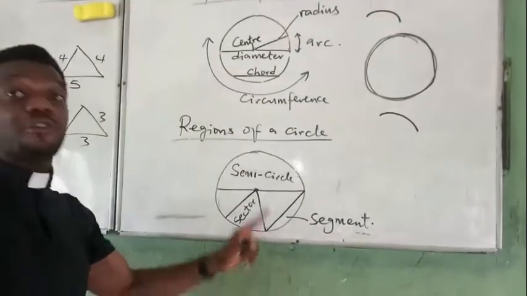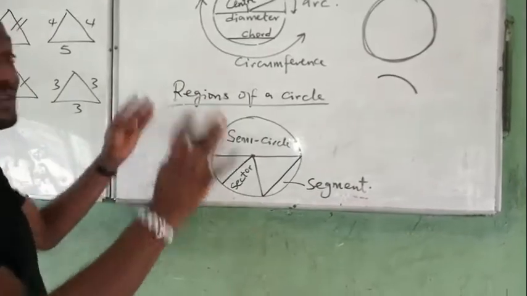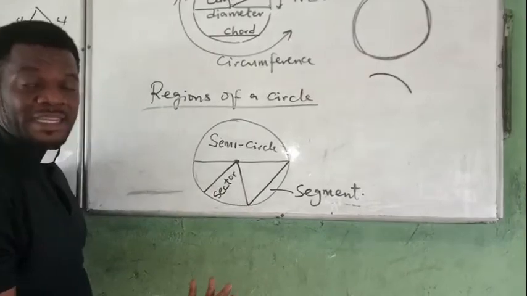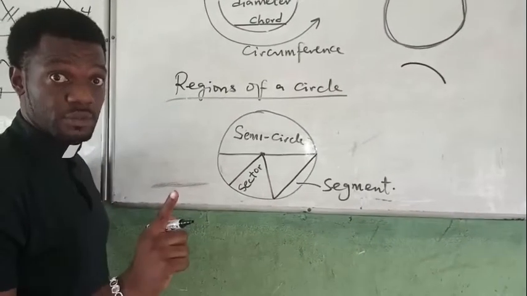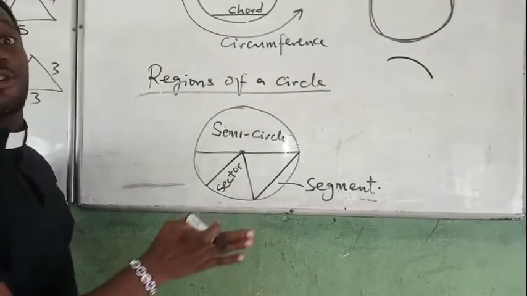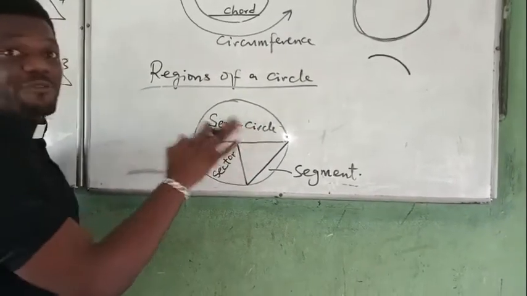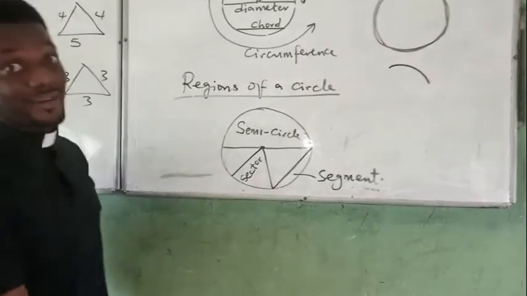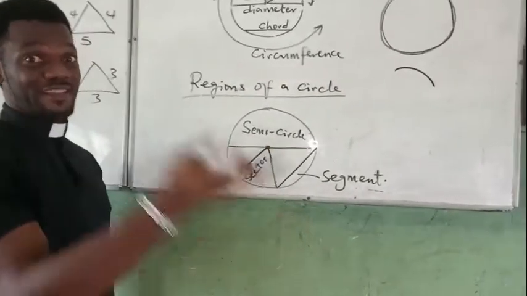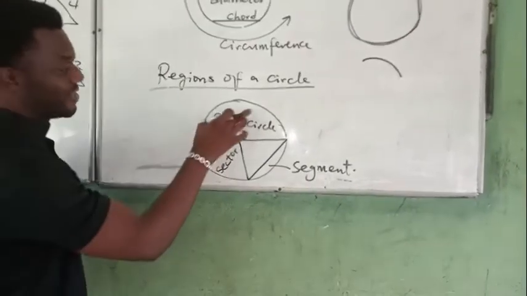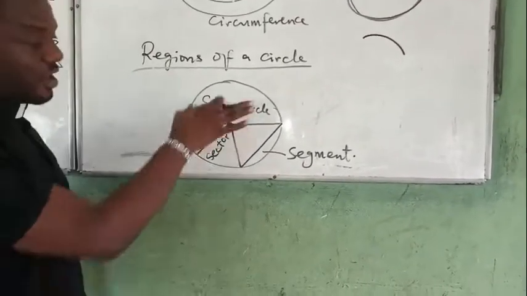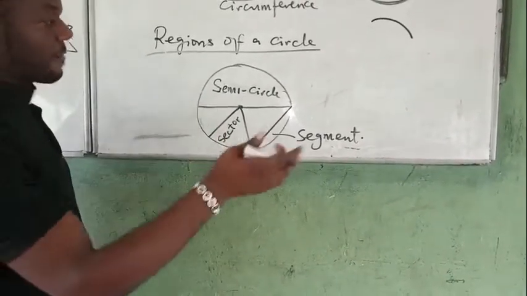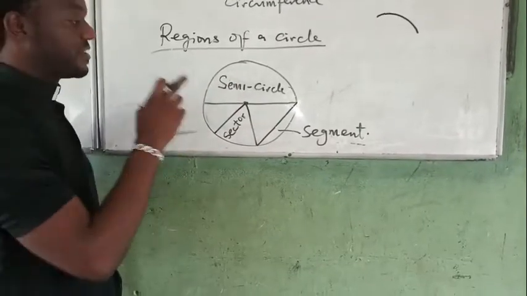Okay, now it's about the regions of a circle. Just as we already know, this line is the diameter. The diameter divides the circle into two, and half of the circle is called a semicircle, just like we have semi-final. So the diameter divides the circle into two semicircles. The region here is called the semicircle. Also, the whole of this region is also called a semicircle.